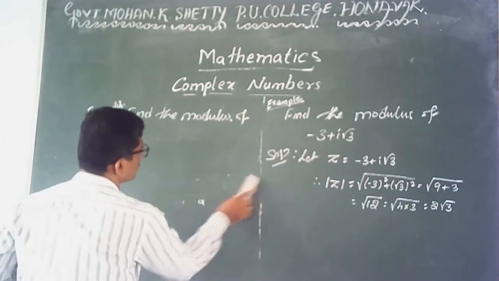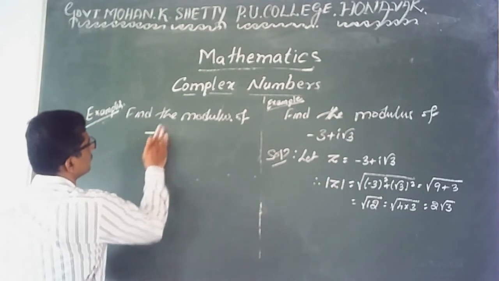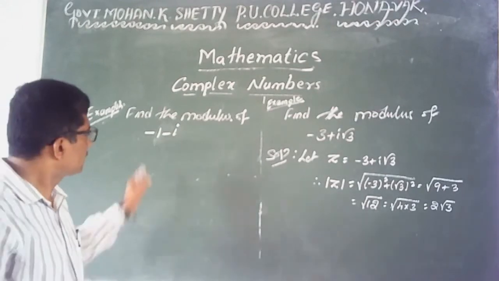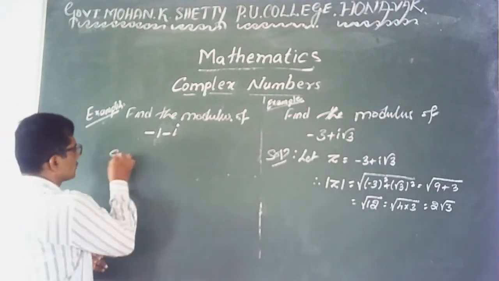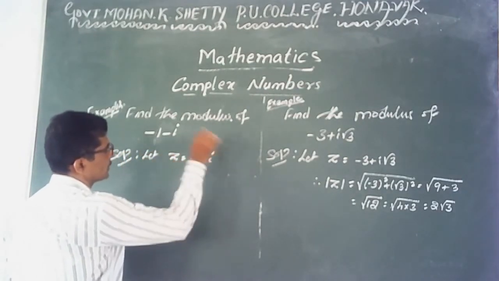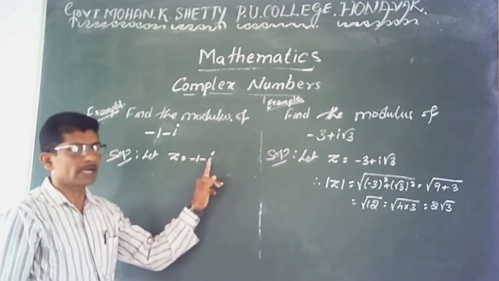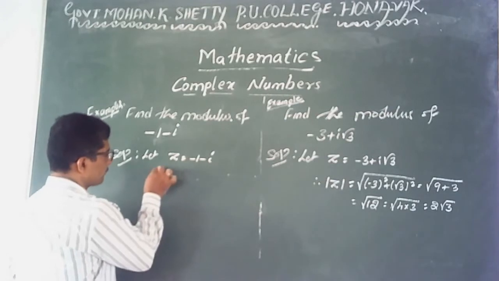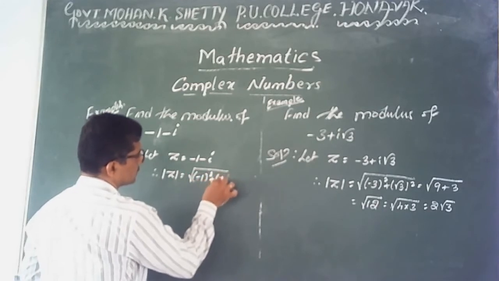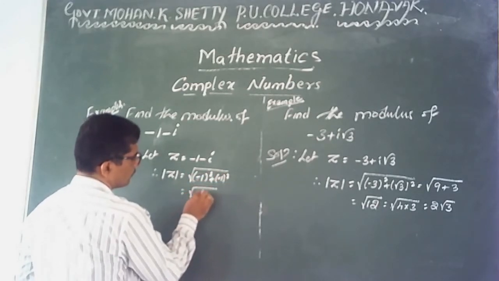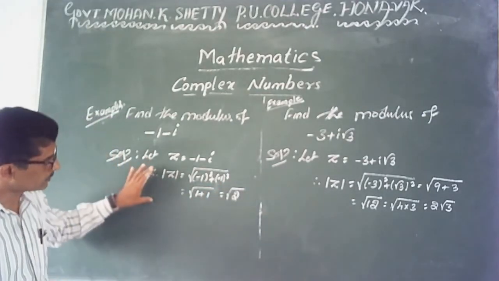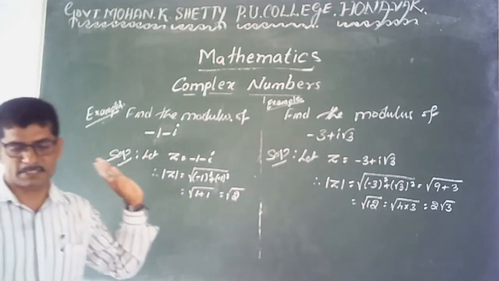Or find the modulus of minus 1 minus i. Find the modulus of the complex number minus 1 minus i. Here also, first you say that the given complex number is minus 1 minus i. Here a is equal to minus 1 and b is also equal to minus 1. Therefore, the modulus of the given complex number is root of minus 1 square plus minus 1 whole square. Its value is root of 1 plus 1. The modulus of the given complex number is root 2. This is the modulus of the given complex number.